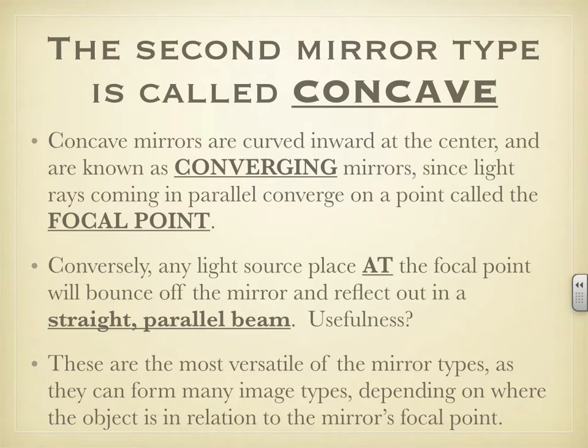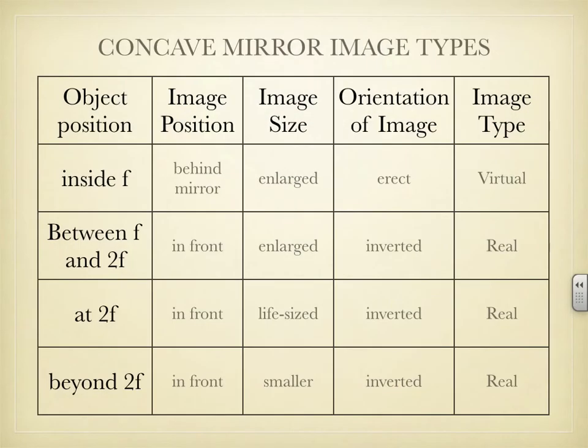Concave mirrors are the most versatile of the mirrors because there's a lot of different ways we can use them. Flashlights is one way, but there's a lot of other stuff that's kind of cool. So we can make a lot of different image types depending on where we put stuff. I'm going to give you a moment so you can copy all these words in, and actually write words down.